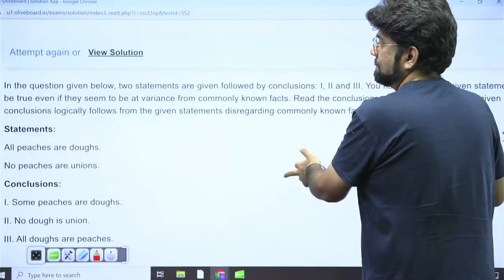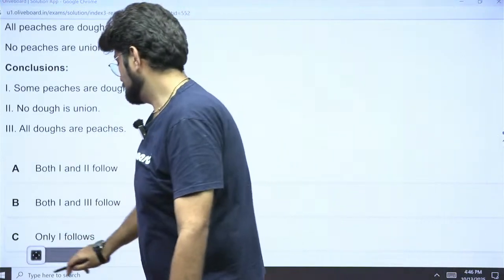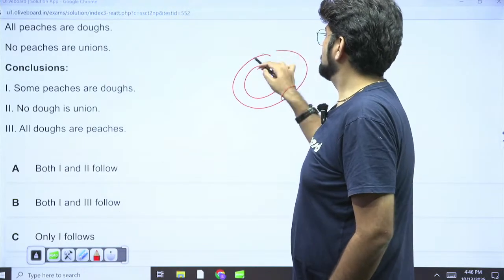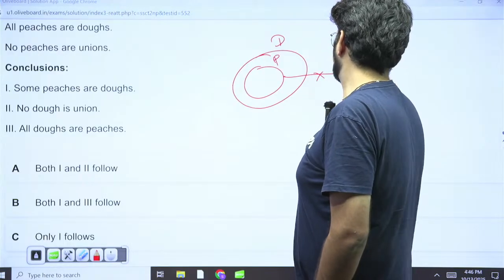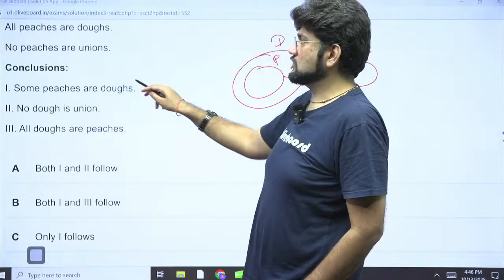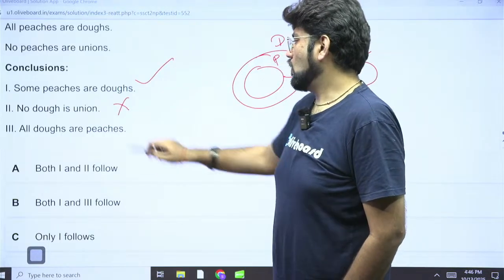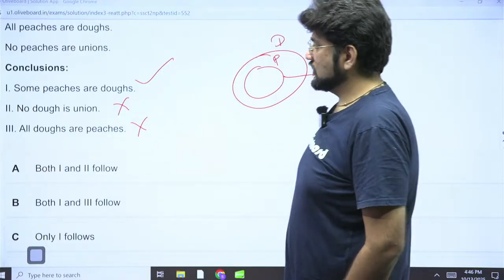Okay. Syllogism. All peaches are does. No peaches are unions. Some peaches are does. Absolutely right. If all peaches are does, some peaches are definitely does. No doe is union. No, that's not true. All does are peaches. That's not true either. So only one follows. Option A is the right answer.